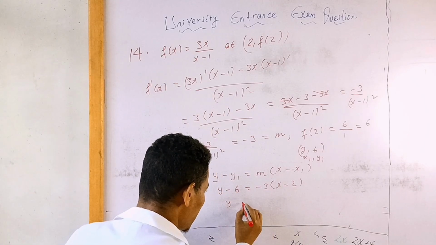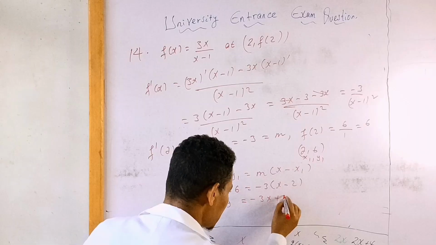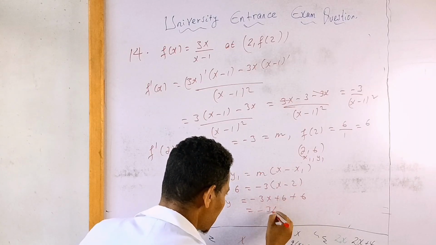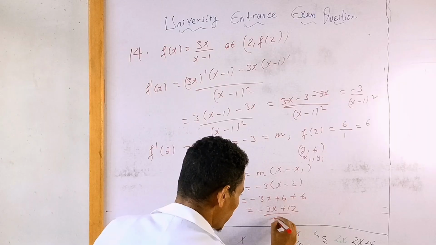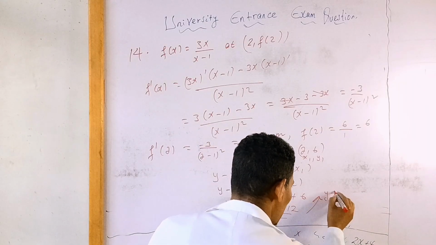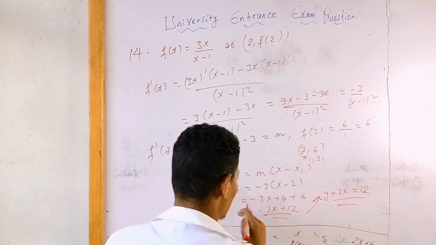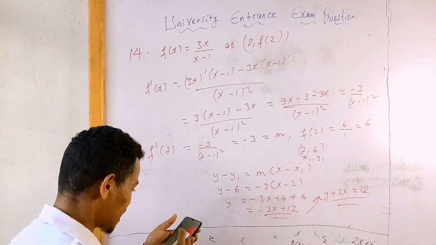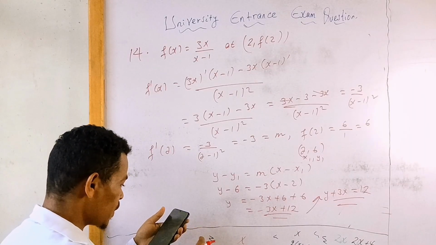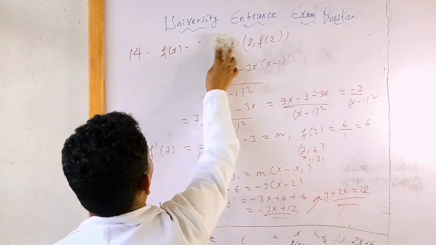Y is equal to minus 3x plus 6 plus 6, which is equal to minus 3x plus 12. So the answer is y plus 3x is equal to 12.